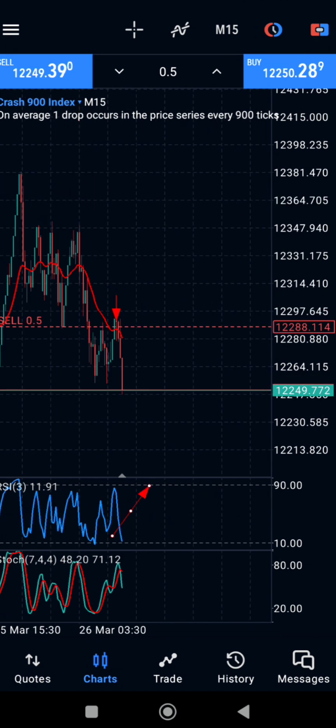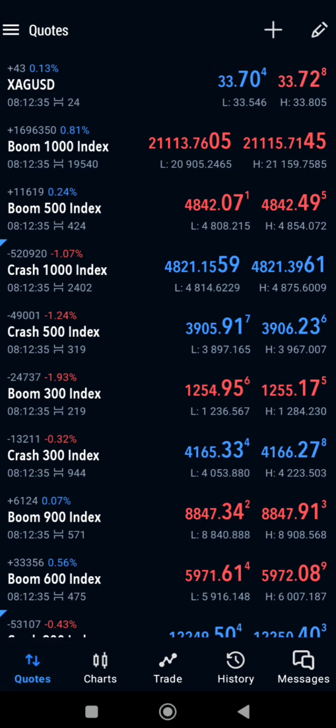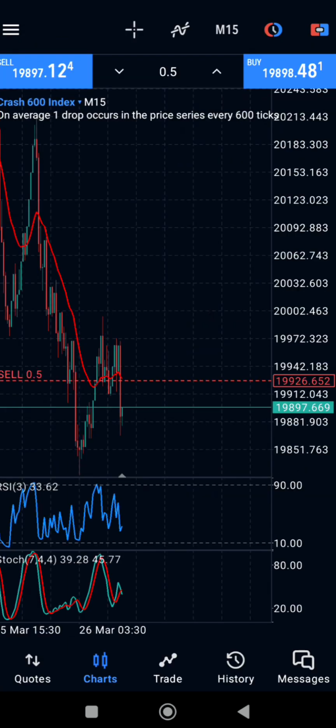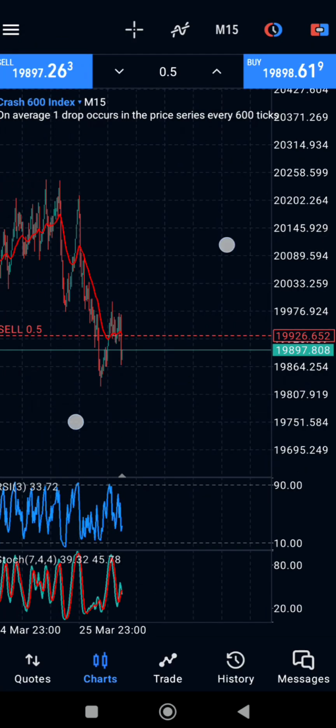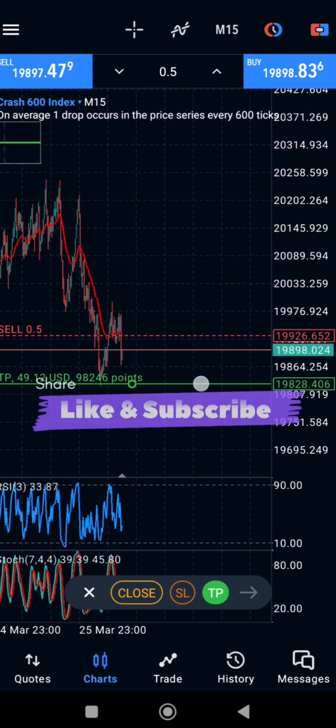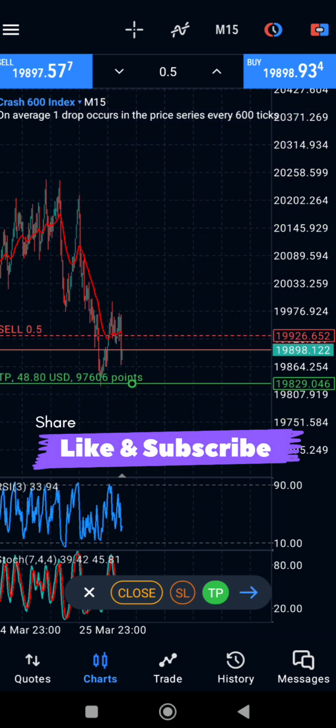So this is exactly what has happened on Crash 900 and also on Boom 1000. And let me show you the last one, which is on Crash 600. All right, this is what we have on Crash 600, and you can see that the next stopping point, let me say the TP1 level for Crash 600, is just gonna be at this level, which with a lot size of 0.8 should be giving us like $48.